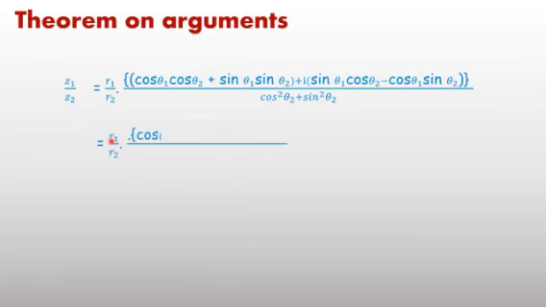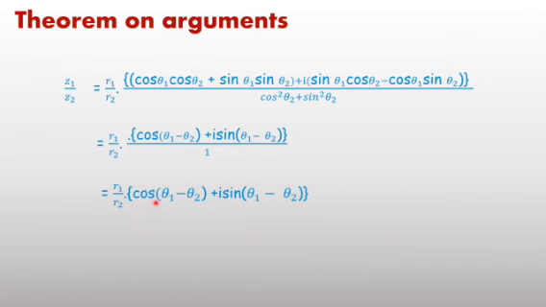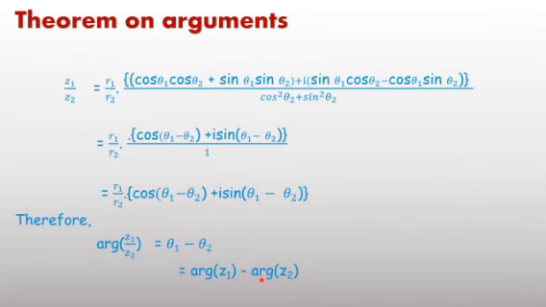So next step you can write r1 upon r2, and the numerator, by the formula cos a cos b plus sin a sin b equals cos(a minus b), plus i sin(a minus b), that is sin(theta 1 minus theta 2), upon 1, equal to r1 upon r2 [cos(theta 1 minus theta 2) plus i sin(theta 1 minus theta 2)]. Therefore the argument of z1 upon z2 we can write as theta 1 minus theta 2, where putting the values of theta 1 and theta 2 means the argument of z1 minus the argument of z2. In this process the proof of the second theorem is completed.